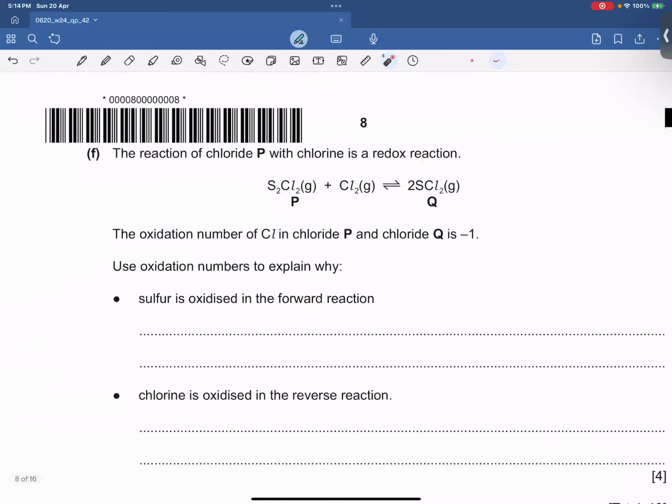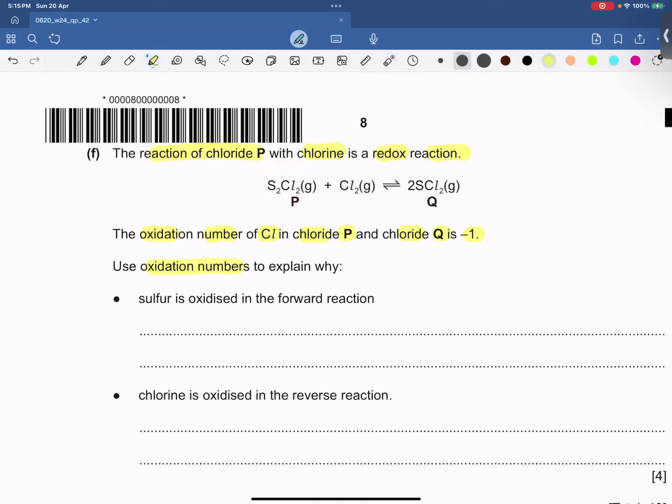Next, the reaction of chloride P with chlorine is a redox reaction. The oxidation number of chlorine in chloride P and chloride Q is -1. Okay, that's absolutely right. In this compound the charge of chlorine is -1, and in this compound also the charge of chlorine is -1.